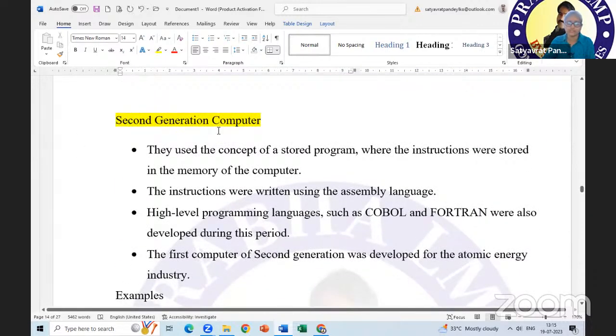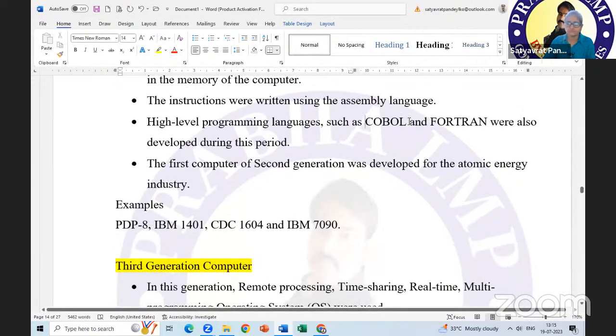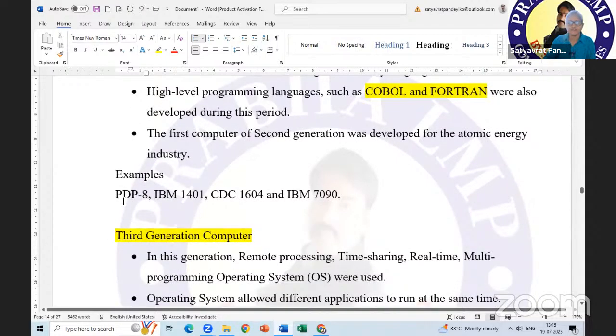Now the second generation computers. They use the concept of a stored program where the instructions were stored in the memory of the computer. The instructions were written using assembly language. High-level programming languages such as COBOL and Fortran were also developed during this period. The first computer of the second generation was developed for the atomic energy industry. Examples are IBM 1401, CDC 1604, and IBM 7090.